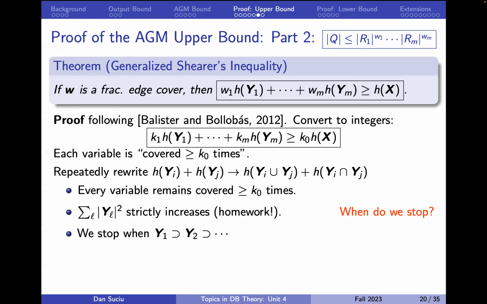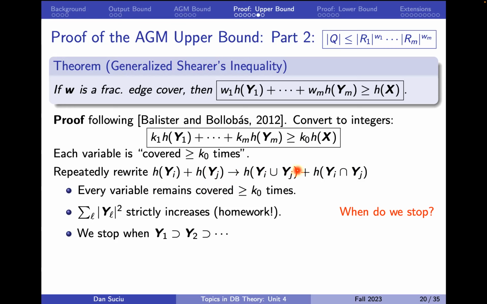Why do we need to multiply by k0? Why can't we just deal with fractions? You can, but then you have to worry about how to apply 1 unit of this rewrite. You need to take a fraction of this unit. I prefer to use integers. I think the original paper also used integers.